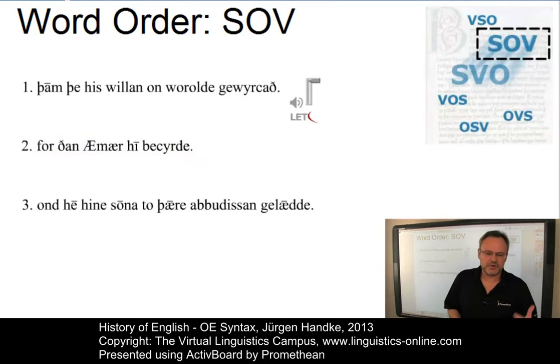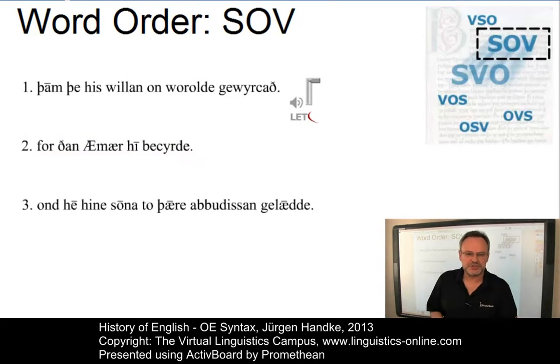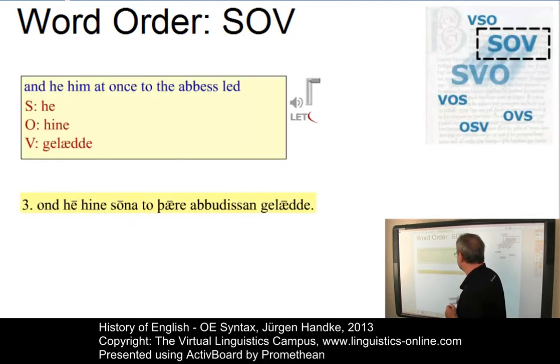Clearly, Elmer, the subject, them, he is the object, and bekurde is the verb, SOV. Now, this word order was also common in clauses when the object was a pronoun, and this 3rd example illustrates this effect. Und he hinne, sona to faire abodisan jelede. Clearly SOV, he, subject, hine, the object.